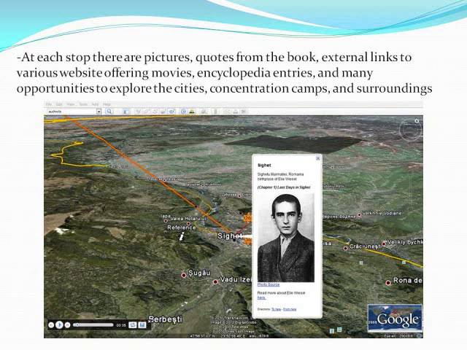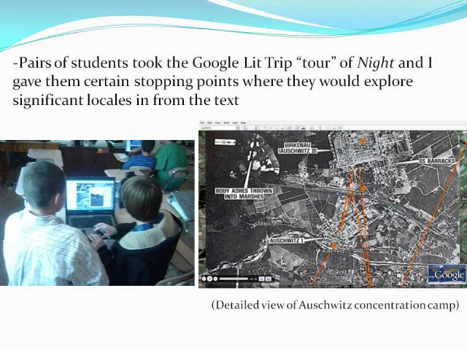And at each one of the stops, there are pictures and quotes from the book and a lot of external links to various websites. Students can watch movies, read encyclopedia entries, and there's just a lot of opportunities for students to explore these cities, the surroundings, and particularly the concentration camps.